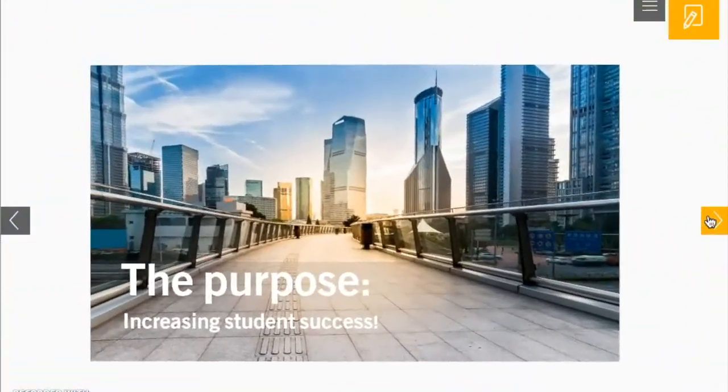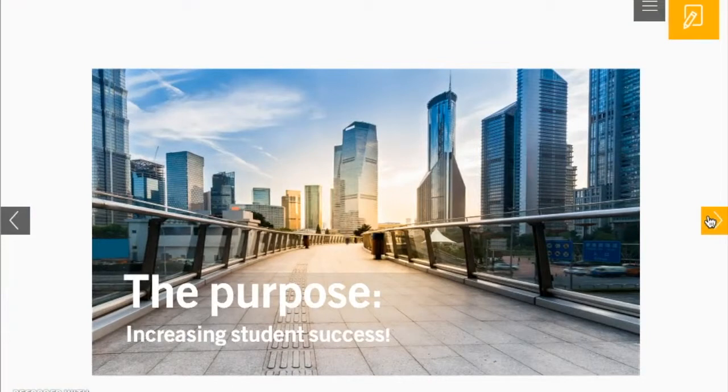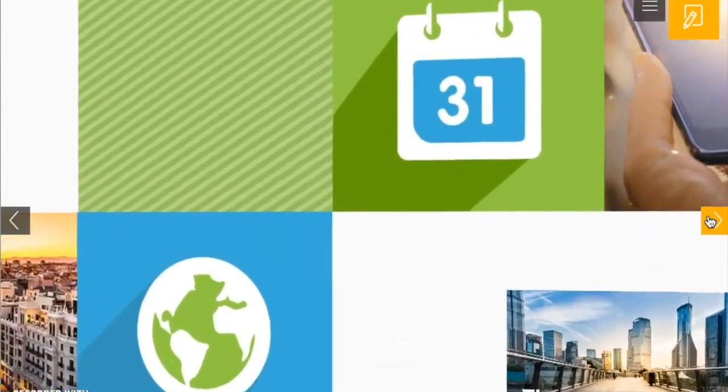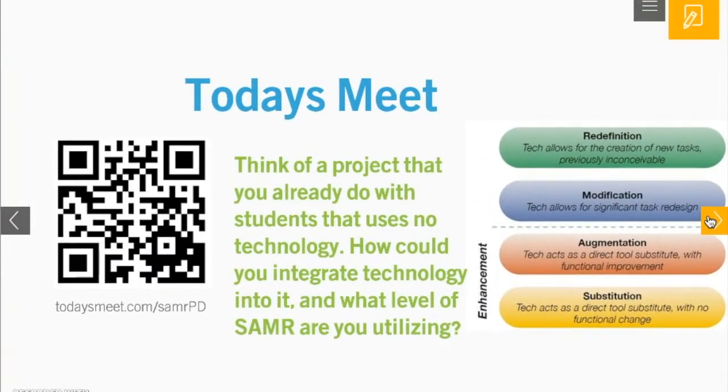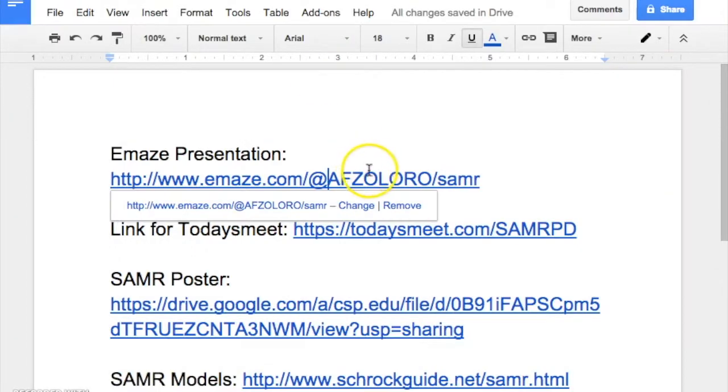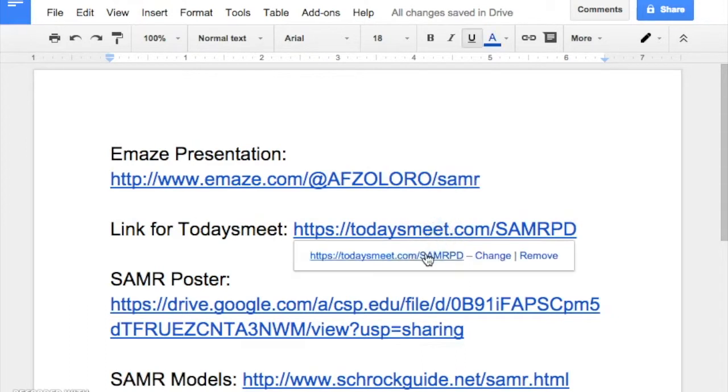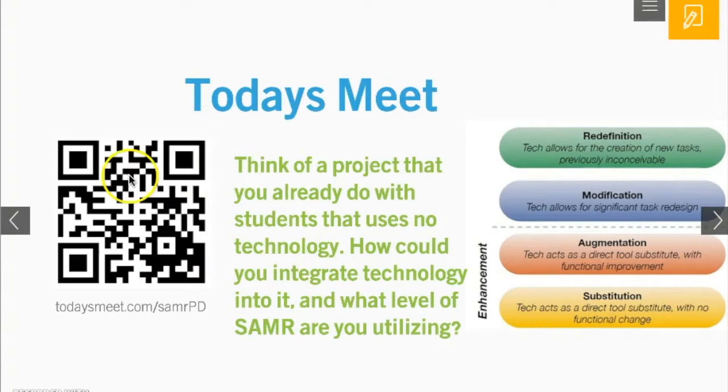So really, it's all about increasing student success using this technology. So, if you're going to take one point away from today, I'd want that to be it. And to do a little breakout for us, there's a website called Today's Meet. Now, if you were to go back to the original Google Doc that I shared with you guys, there's a link to this. So if you want to open that up, or if you have a QR reader on your phone, you can pop that in.